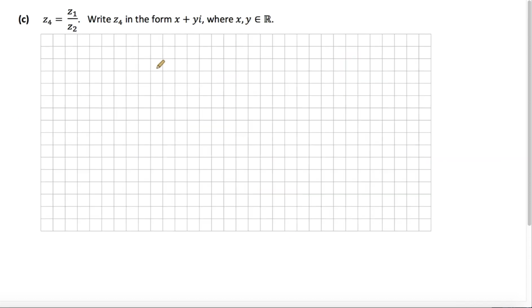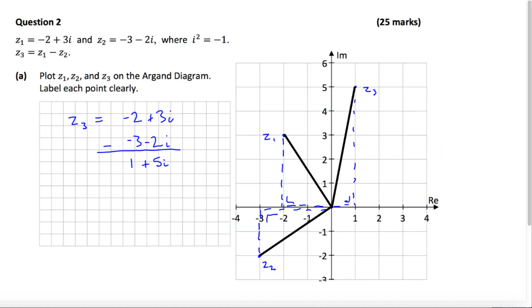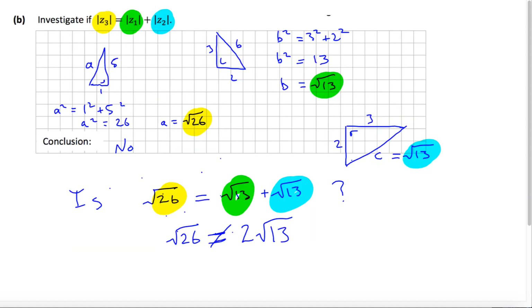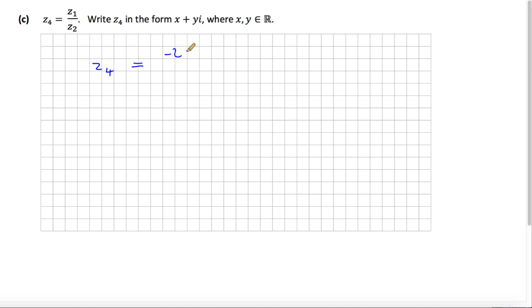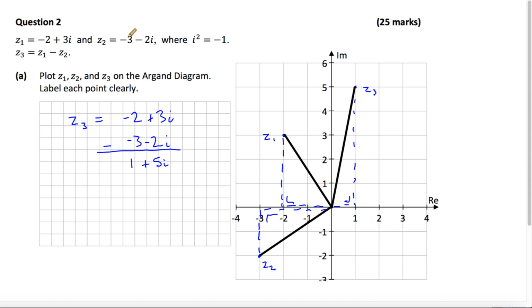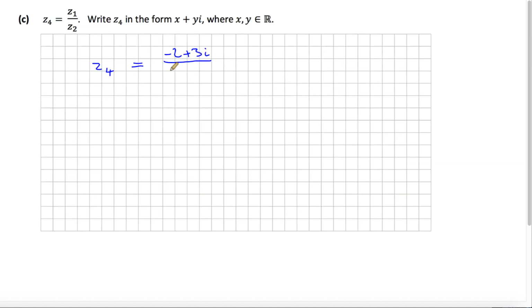Okay. Finally then, part C. Z4 is equal to Z1 over Z2. Write Z4 in the form x plus yi, where x and y are real numbers. Okay, so Z4, which we haven't heard of yet, but we know it's equal to the complex number Z1, which was minus 2 plus 3i, over the complex number Z2, which was minus 3 minus 2i. Right, and we have to express this as a complex number with a real and imaginary part.